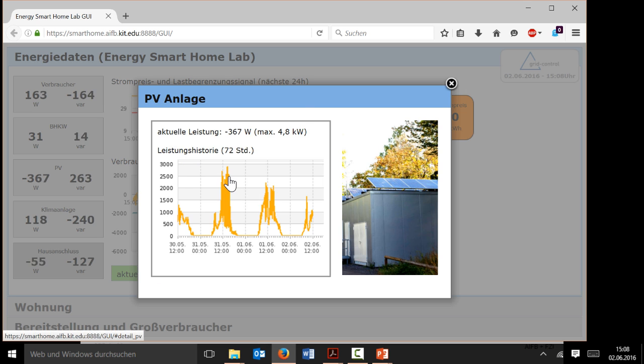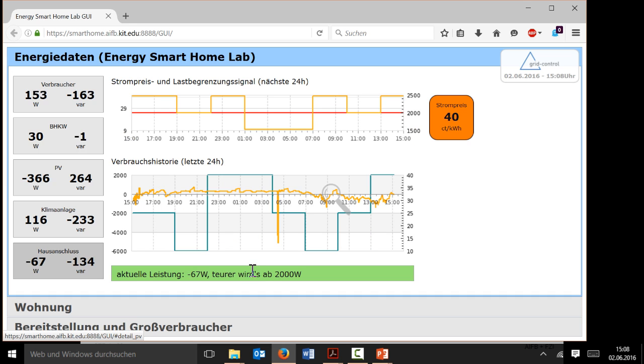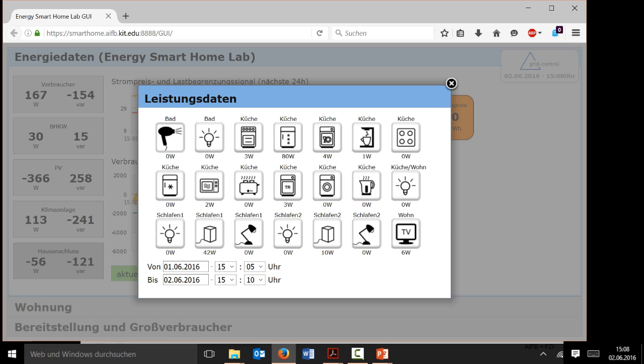We had quite a bit there. Actually, it's a very bad place. It's shaded, and there's a tree standing in front of it, so it's not the optimal way of getting power there. But you can see what the power generation in recent days was. And here, if we go on, there it is.